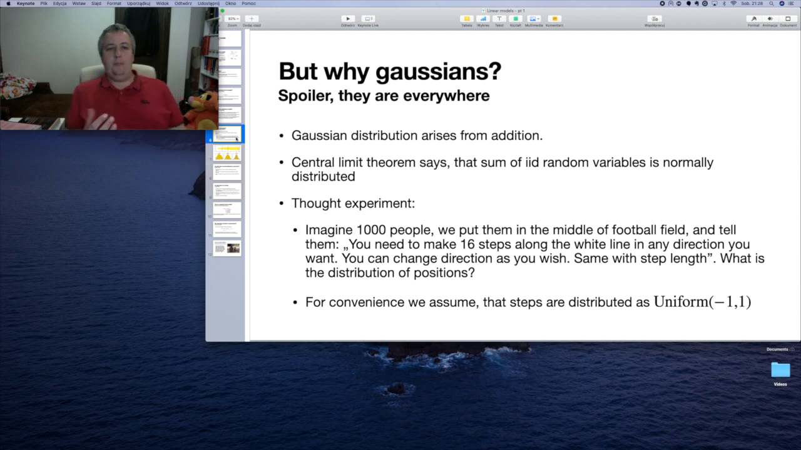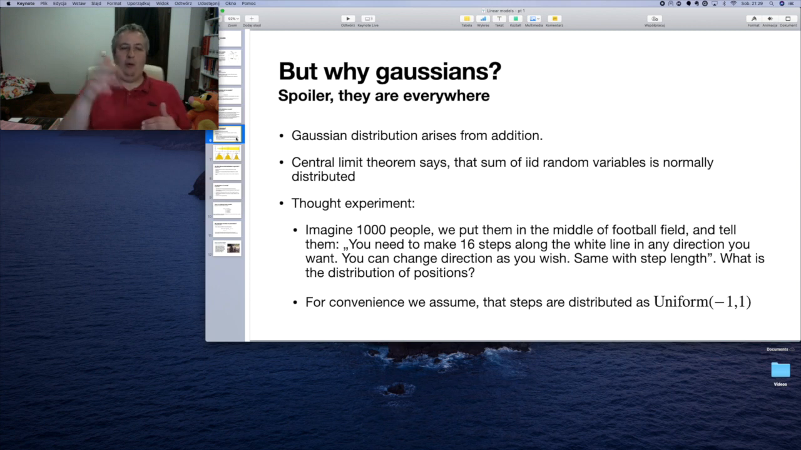So for example, let's consider a football field. A football field in European style football, or as we call it, new football. We have the white line for the middle of the field. Let's put a person in the middle of the field and tell him, well, make 16 steps along the line, randomly choosing however you wish, how long steps as you wish, but just stay on the line.